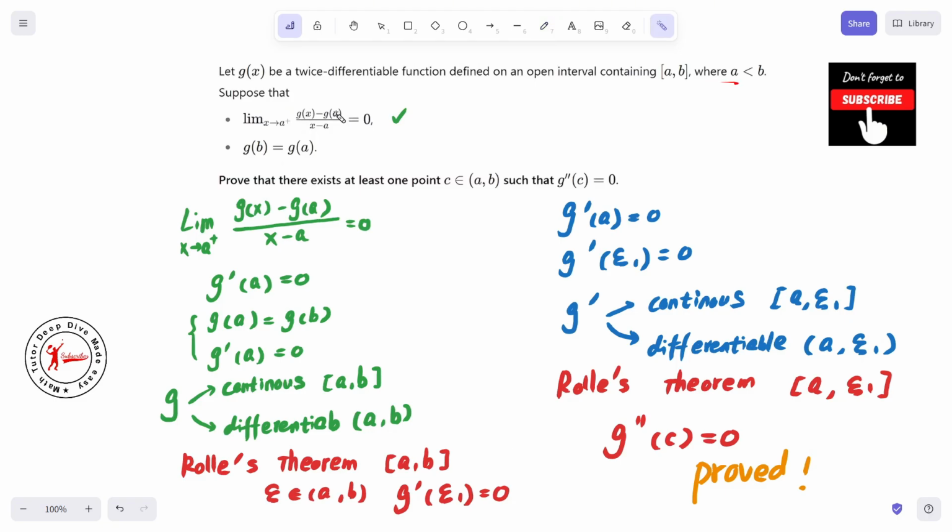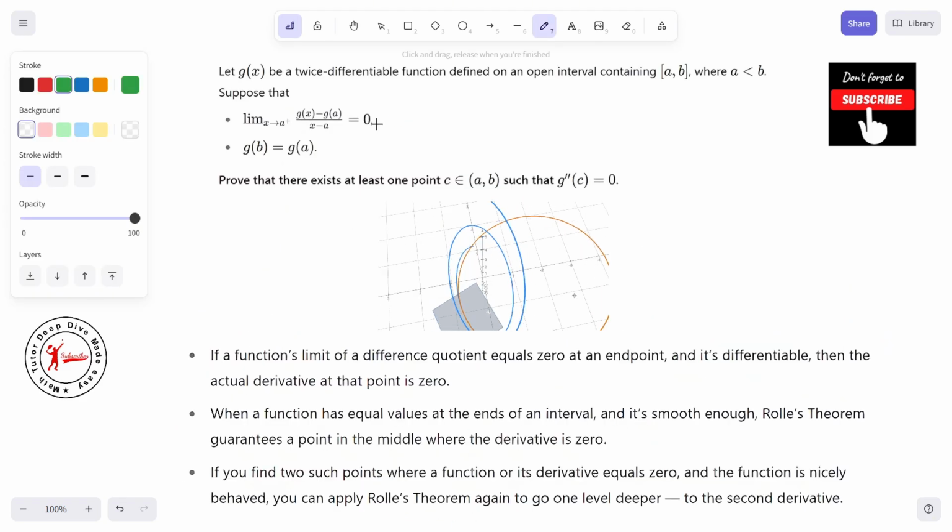Now try to picture this. Imagine drawing a smooth hill that starts gently flat at point A, goes up or down a little in the middle, and then ends up exactly level again at point B, same height on both ends. Since the hill starts flat and ends at the same height, and it's smooth the whole way, at some point the curve must bend the other way. That bending change is where the second derivative hits 0. That's the point we just proved must exist.